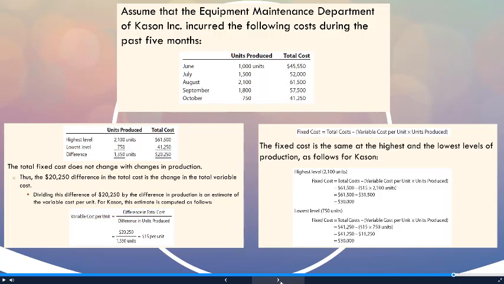And our fixed cost should not change no matter which data set we pick. Therefore, if we used our lowest level, we can say our total cost minus that variable cost per unit times the units produced, put in the math, and it should still come out to that $30,000 fixed cost.